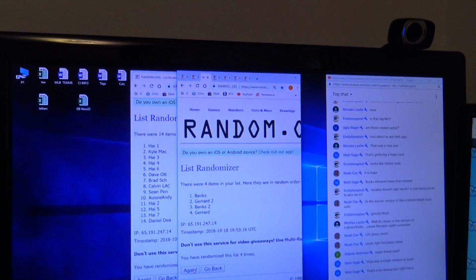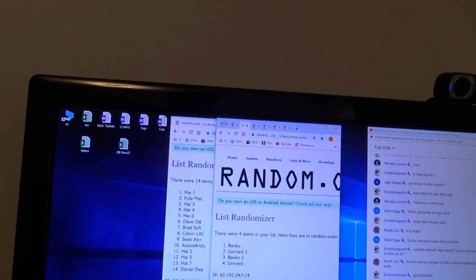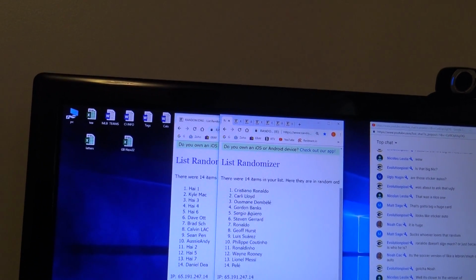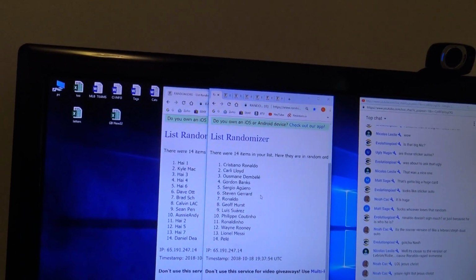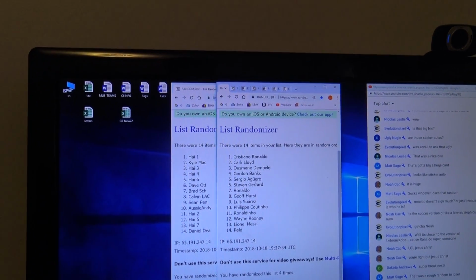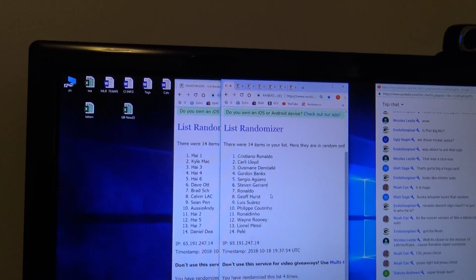Banks. Gordon Banks? Who had that one? Gordon Banks is High. So High gets that one. Congratulations, High, and sorry, Dave Ott. Dave Ott was the other side.